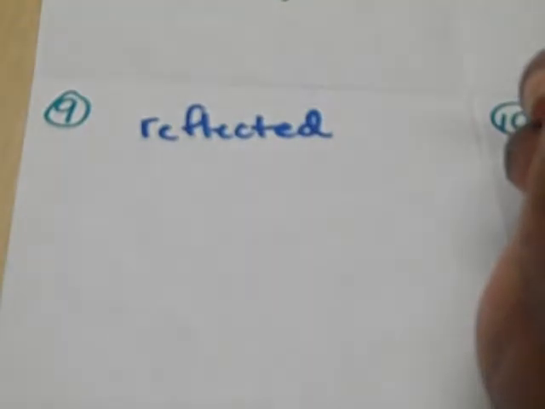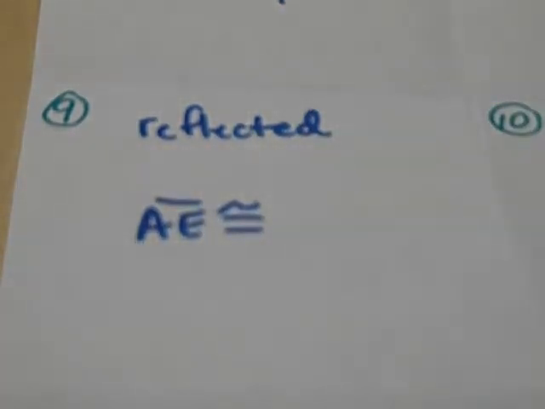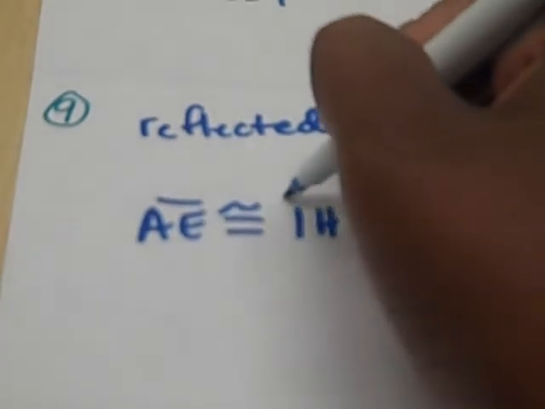Okay, looking at this segment, we can see that this shape was reflected. And the line or portion of the new shape that's congruent to AE, or corresponds to, corresponds to IH.